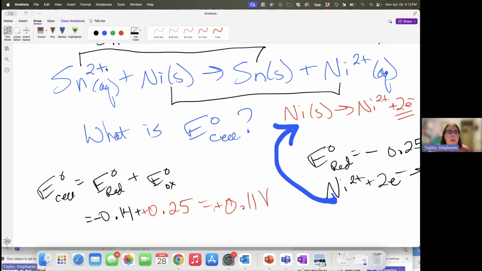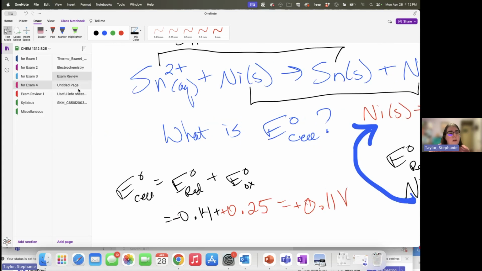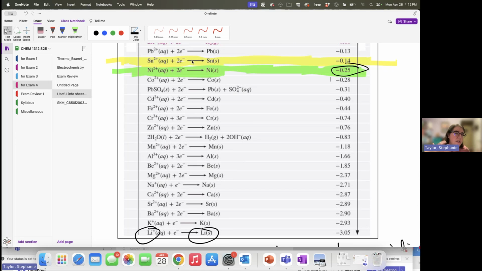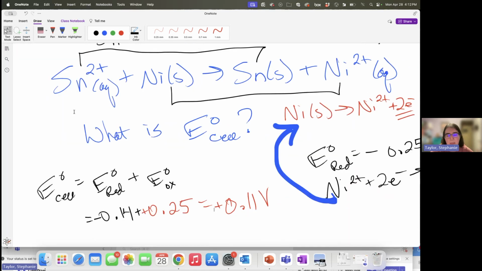The other thing that we can note is that when we were looking at the table, the thing that was reduced is higher on the table. So I should have had an overall positive value for my standard E cell. The thing that is more likely to be reduced was reduced. So therefore, I can say that this is a galvanic cell. As a galvanic cell, this should have an overall positive value for E standard, or E cell standard.